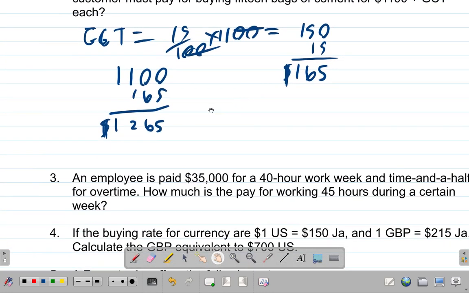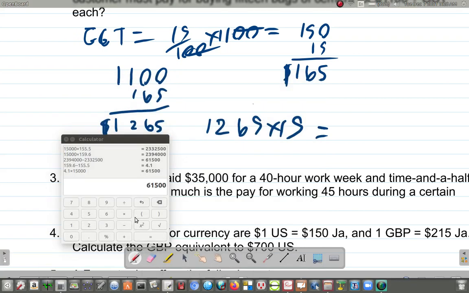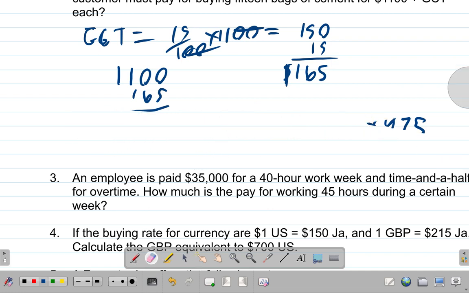Now it's 15 of them that the customer buys. So you will have the total of 1,265 times 15. How much is that? Let's just deal with the calculator. 1265 by 15, giving you 18,975. You're going to pay $18,975. All right, good. Let's continue.